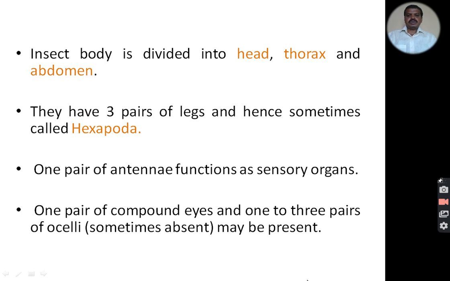There is a pair of compound eyes, and 1 to 3 pairs of simple eyes are present. Sometimes these simple eyes are absent in certain groups of insects, and only the compound eyes can be seen. Simple eyes may be present in some species of insects and absent in some species.